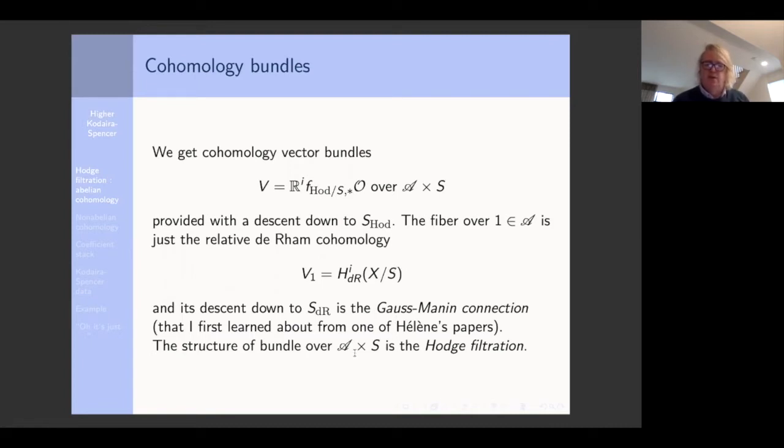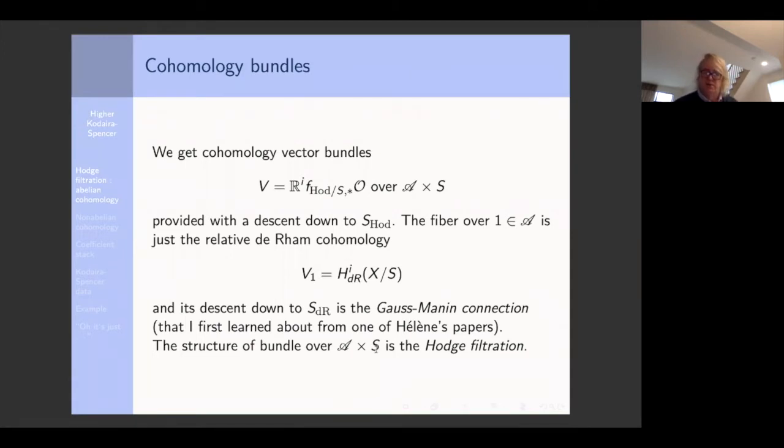Okay. And now also we have a structure of a bundle over A cross S. As I was saying before, when you have a bundle over A, that's the same thing as a vector space with filtration. And if we have a vector bundle over A cross S, that's the same thing as a bundle over S with a filtration.